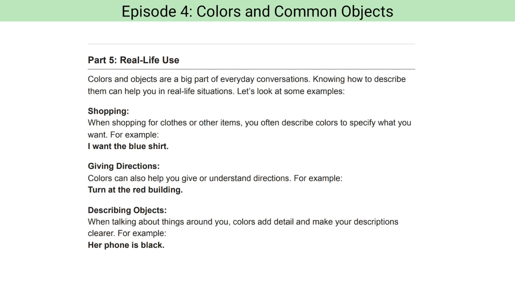Shopping. When shopping for clothes or other items, you often describe colors to specify what you want. For example, "I want the blue shirt." Giving directions. Colors can also help you give or understand directions. For example, "Turn at the red building." Describing objects. When talking about things around you, colors add detail and make your descriptions clearer. For example, "Her phone is black."